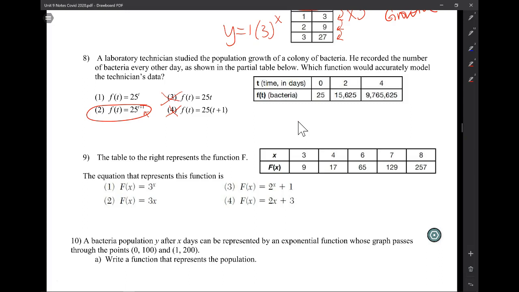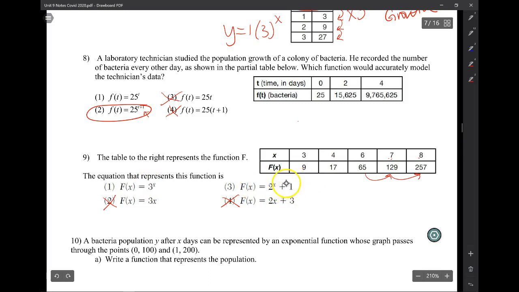9 to 17, 17 to 65, oh actually they skipped a number here, 65 to 129, 129 to 257. Okay, so already I can tell, going from 6 to 7 and 7 to 8, here to here, there is no way that that function is adding the same amount every time. If it's not adding the same amount, then any linear option is out. So anything that would make a line is gone. So now I'm between option 1 and option 3.